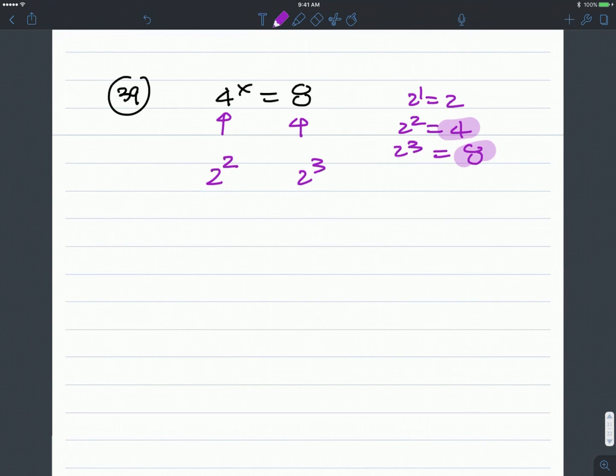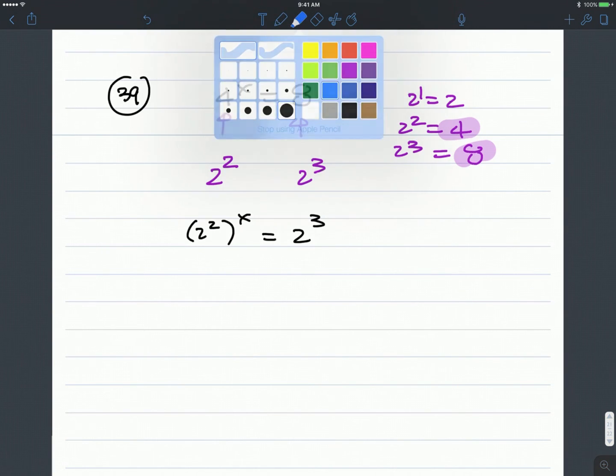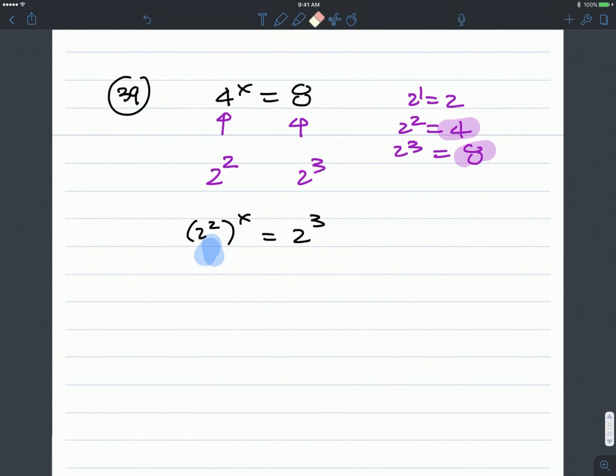And so what that gives you now is here, we get this. 2 squared raised to the x power is 2 to the what? Third power. You guys okay with that? Remember, this number is 4. Oops, sorry. This number is 4, and this number is 8. So you have 4 to the x power is 8 there. Okay, I just want to point that out to you guys.